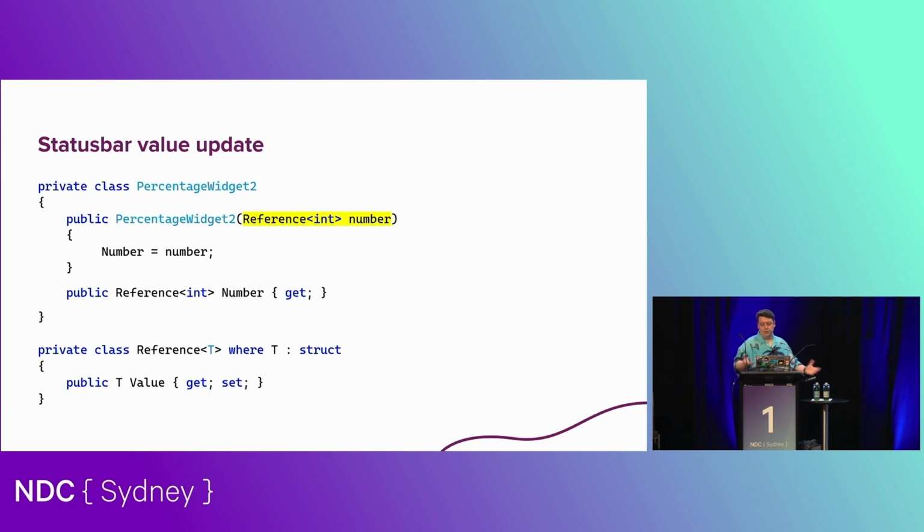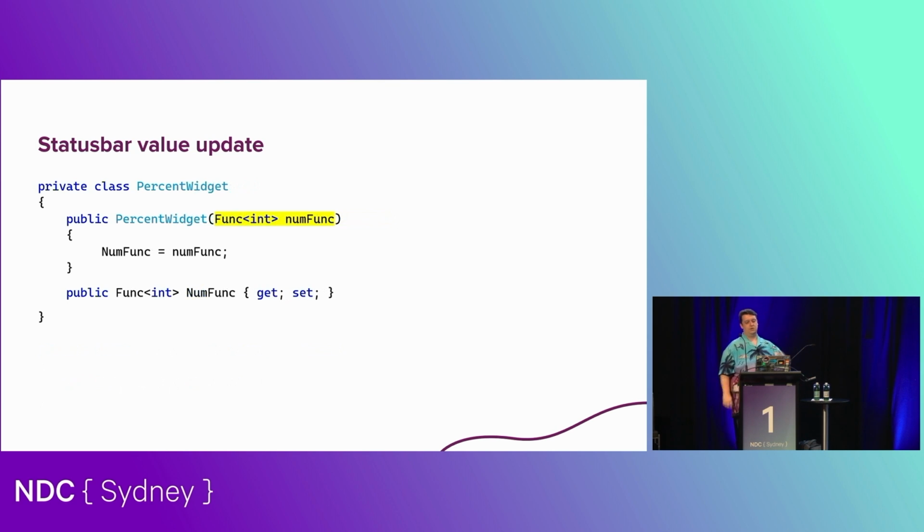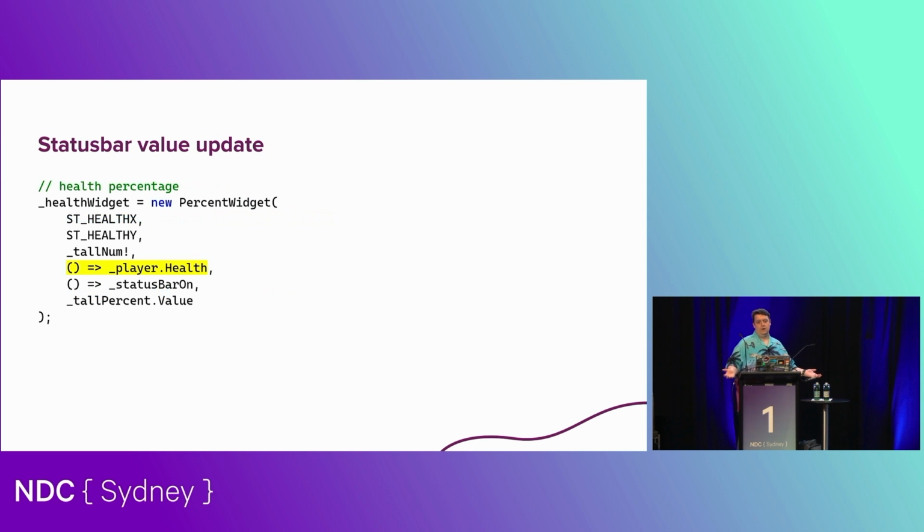So another way to do this is just give it a func of int instead, and then we can use a lambda function to say, hey, whenever you need to have that updated value, here's how you can get it. And that looks like this. So when you create your percentage widget, the rest is all the same code, but instead of referencing that player's health, you're just saying, hey, whenever you need player's health, go to the underscore player.health, and then boom, you got your health. And if you look at this code, it's not actually that different from the original C code. So I was very happy with this solution.